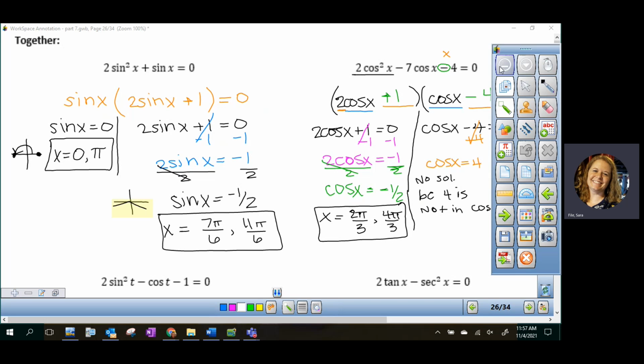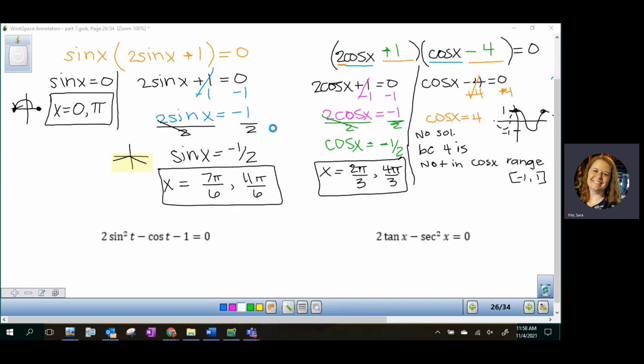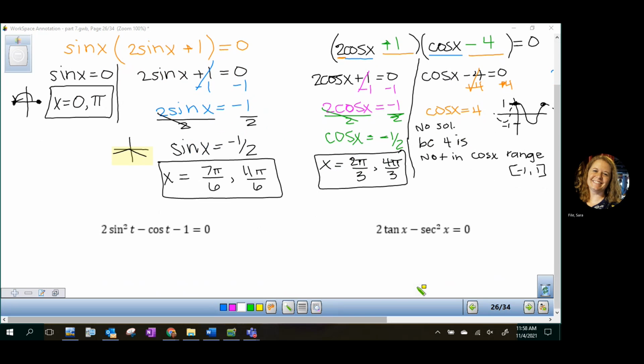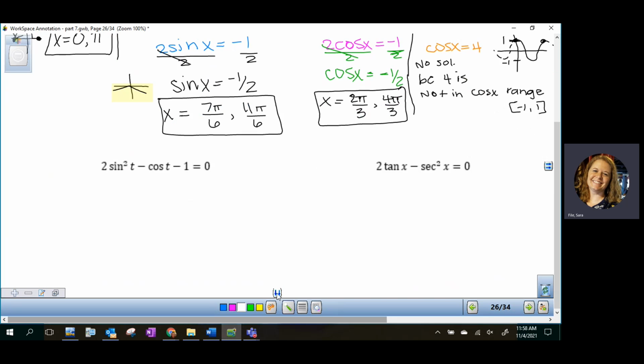All right, so we are picking up where we left off yesterday, on the back of the unit 3, part 7 supplemental notes sheet that I passed out yesterday. We are on the back, which is using factoring. And so we have these bottom two in the section that says together.